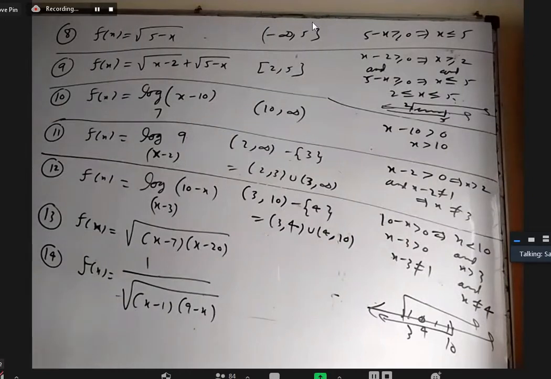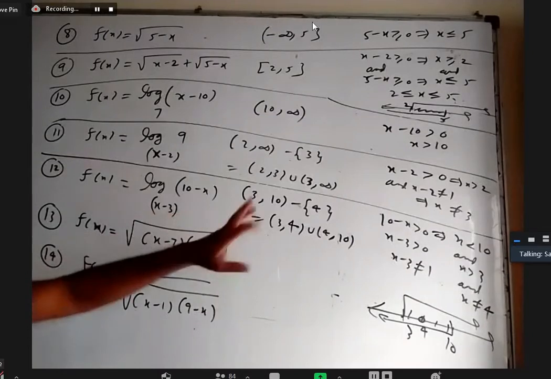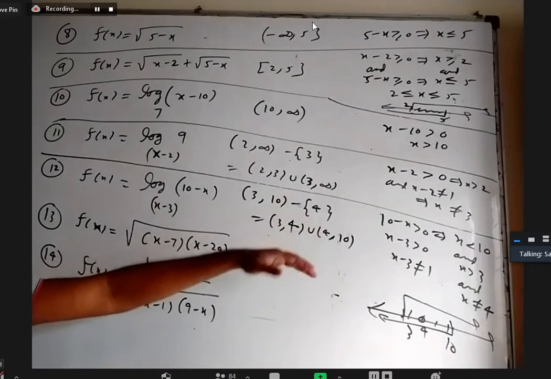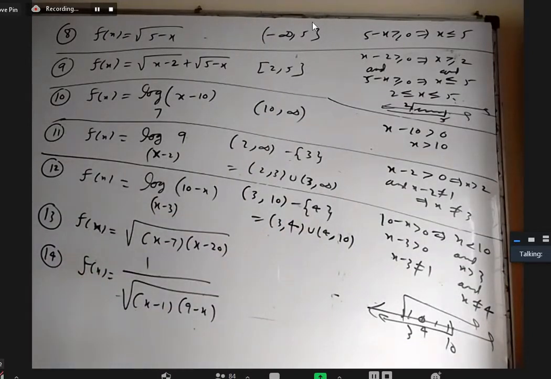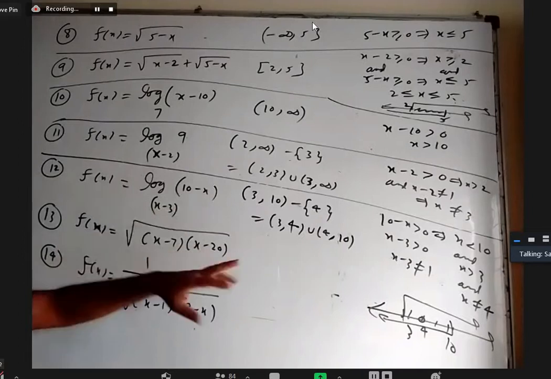So basically, we are finding the set of all values of x for which it is defined. We know this should be positive, this should be positive, this should not be 1. Whenever you have two or three things, we have to take their intersection. So in the 9th question, we need to take the intersection. In the 12th one also, we took the intersection of two things.